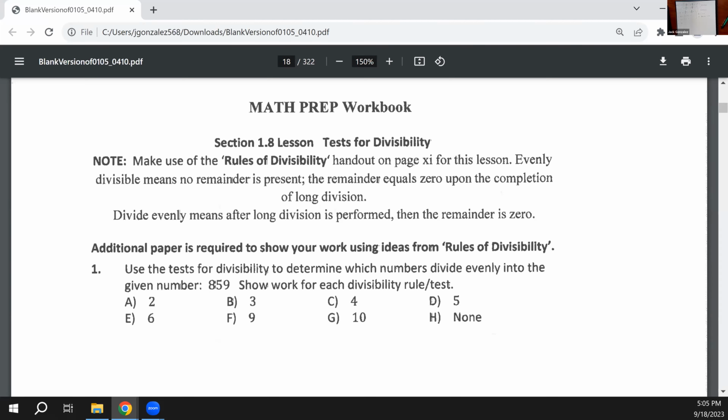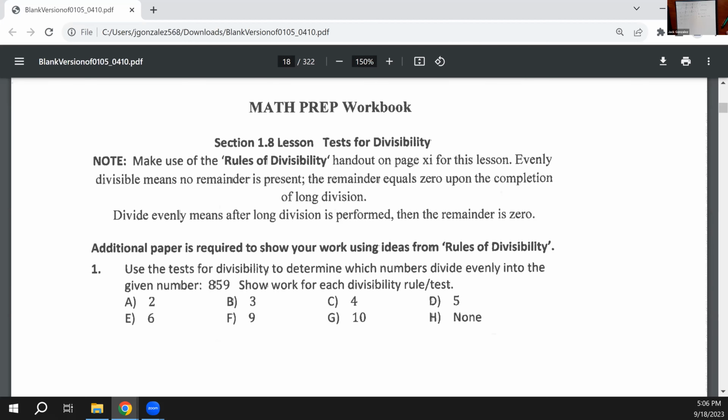Divisibility test for 4. If the last 2 digits are divisible by 4, then the entire number is divisible by 4. Is 59 divisible by 4? No. So not 4 either. Divisible by 5. We need the last digit to be a 0 or a 5, otherwise you cannot divide by 5. The last digit is what? 9. So no. So far, none of them.